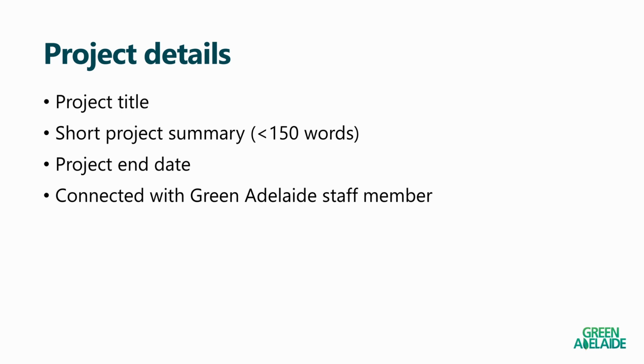The project end date will, of course, be determined by the duration of your project. We are hoping to get the grant agreement sent out to the successful applicants late August, early September, so use that as your starting date. The reference there to connecting with a Green Adelaide staff member: we strongly recommend that you get in touch with us and speak to a staff member who can assist you with any project planning or advice about your application.